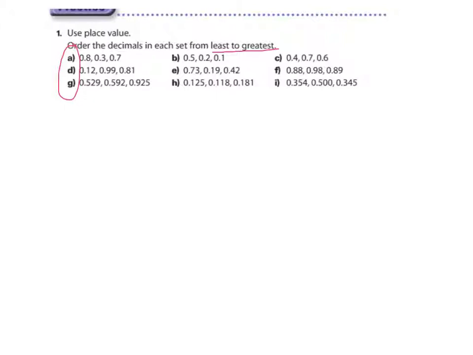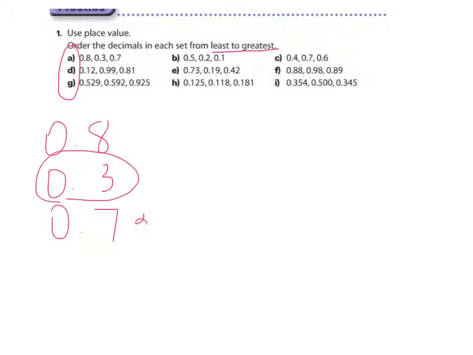Alright, well, let's take a look. So to start off with, we have 0.8, 0.3, 0.7. That one's pretty straightforward. They're all in the 1 decimal place value position. We know that this is the smallest number, this would be the second smallest number, and this would be our greatest number.